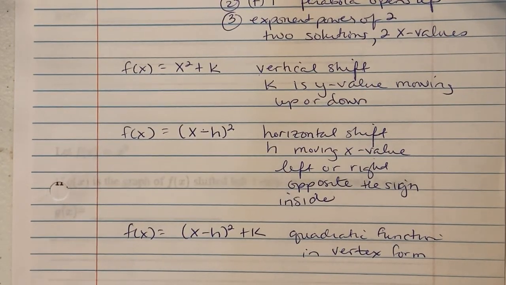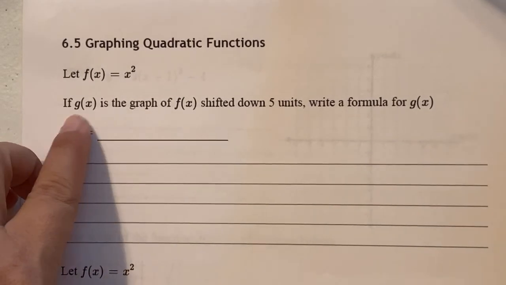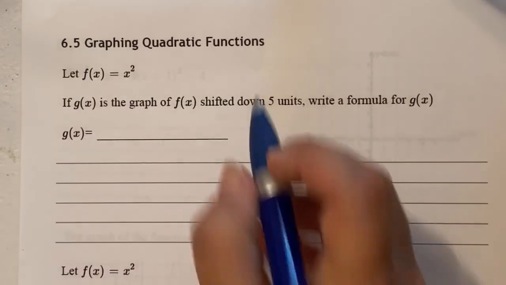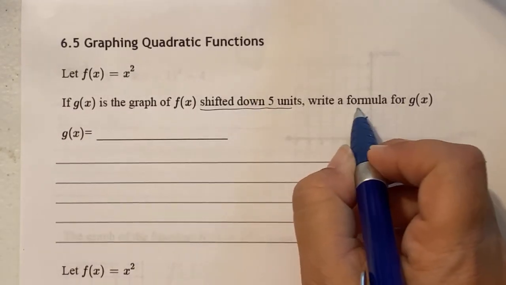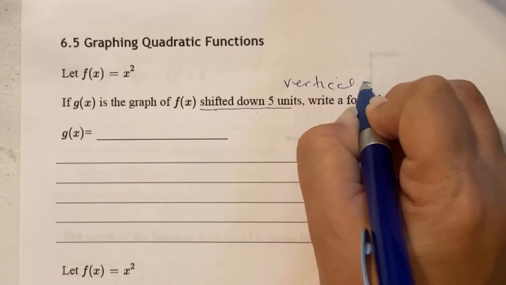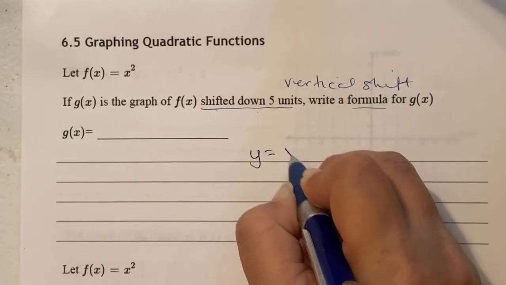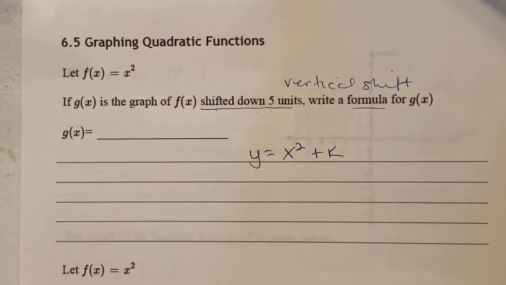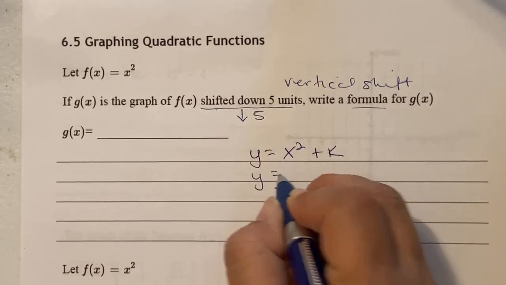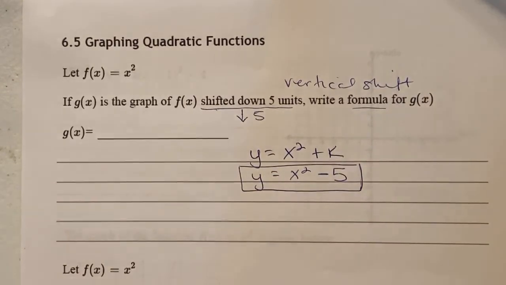Starting with our examples. The first example says, let f of x equal x squared. If g of x is the graph of f of x shifted down 5 units, write the formula. It's shifted down, so this is a vertical shift. Remember, the equation for a vertical shift of the parent is x squared plus k. Since it's a shift down 5 units, y equals x squared minus 5. And that would be your equation.